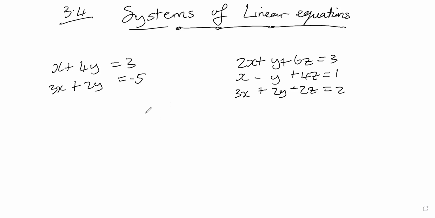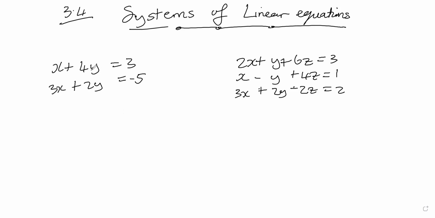Okay, so 3.4 is all about systems of linear equations. A system of linear equations typically is just a set of two or more equations in two or more variables, all right? So in this module, we will focus on two equations with two variables and three equations in three variables. This is going to be our focus. We won't go beyond three equations in three variables, all right?